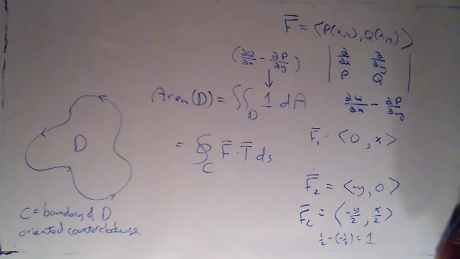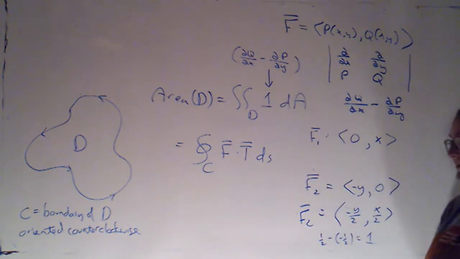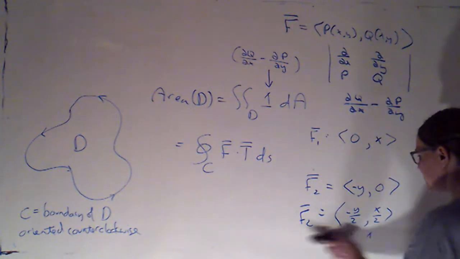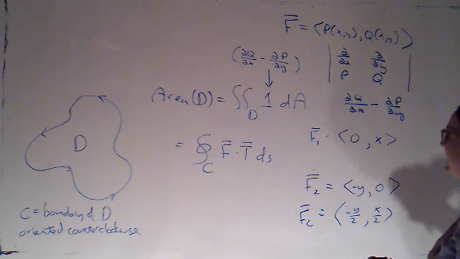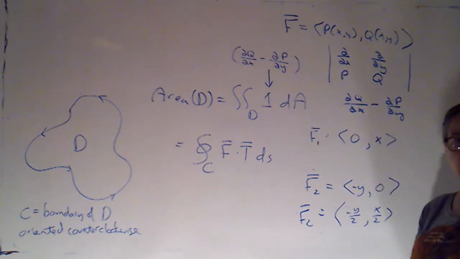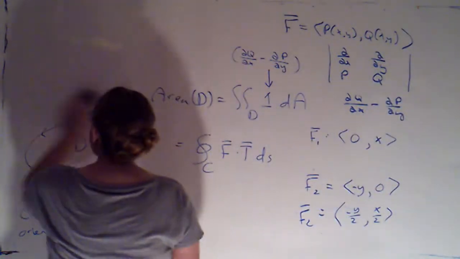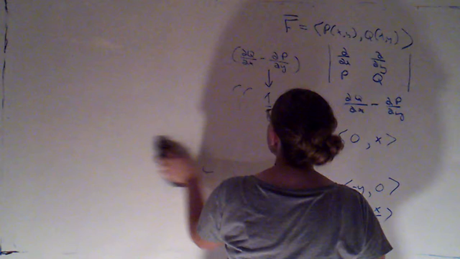Obviously, this is not an exhaustive list because there are lots of different ways that I can build 1. But it turns out I can just do a line integral instead of doing a double integral to find area. Now, one place where that could be useful is if I wanted to work with an ellipse.